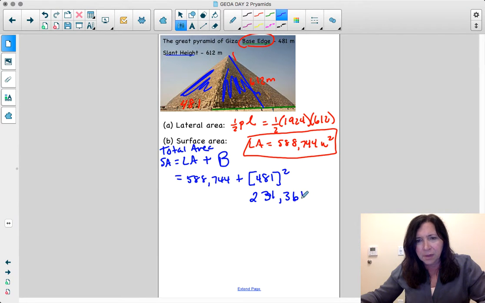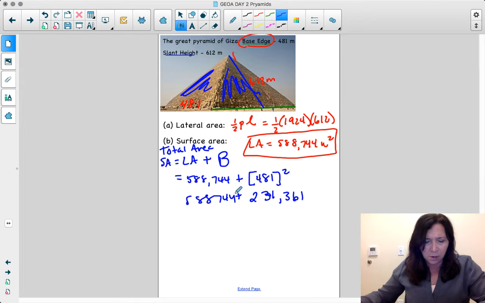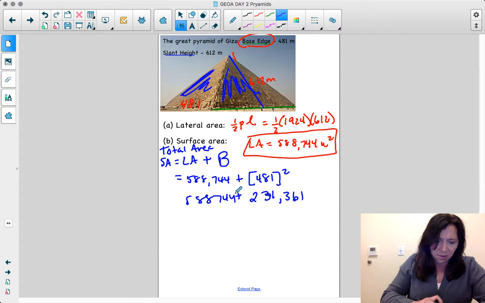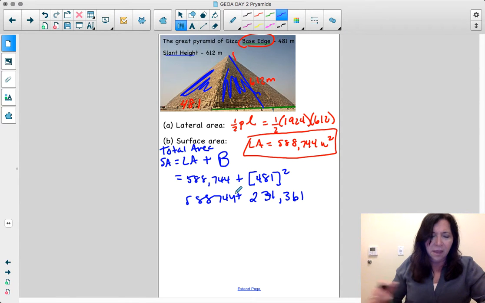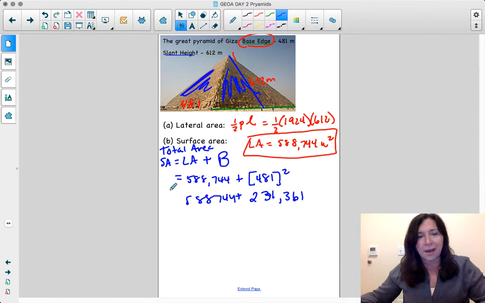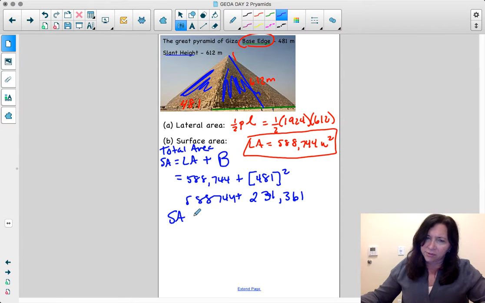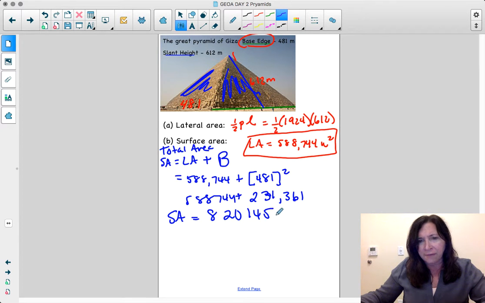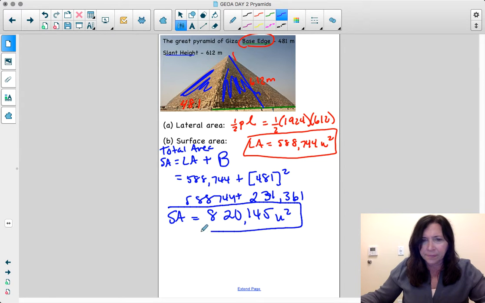231,361 plus 588,744, and that gives me 820,000. So my surface area, or total area, is 820,145 units squared. Okay, that's my surface area.